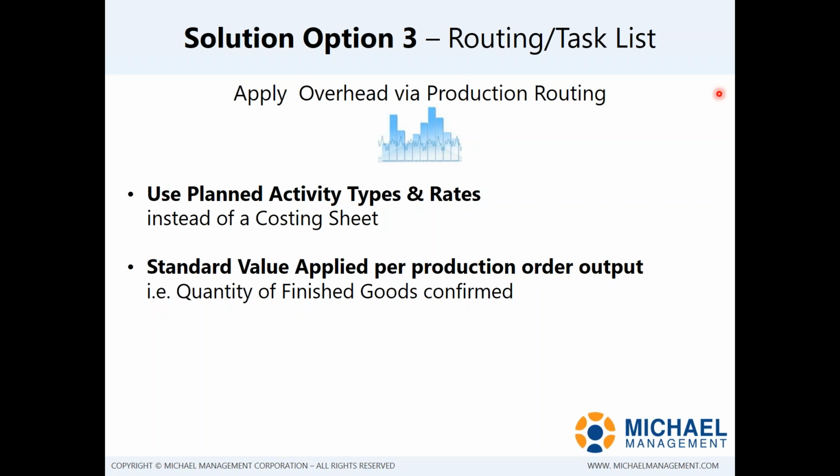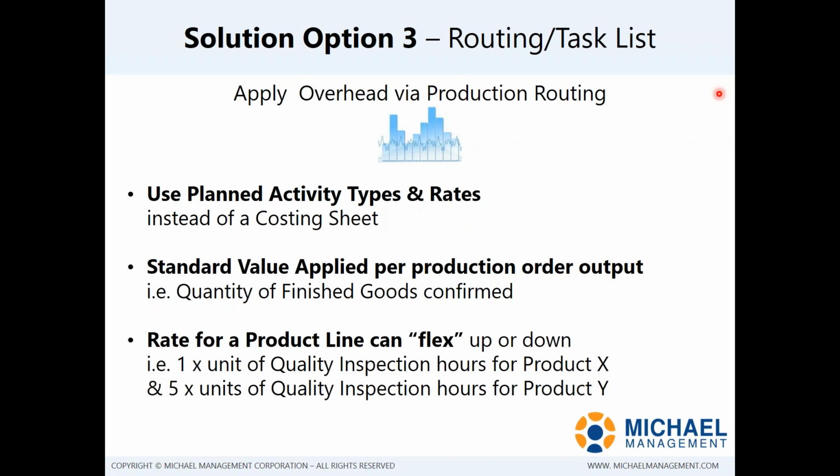And the flexibility here as well is that it can be based on the outputs, i.e. the quantity of finished goods being confirmed, whereas if you recall from the costing sheet, you were often limited to the input quantities. So as an example here, you can also have different rates for different product lines. You can flex them up and down, and I'll show an example.